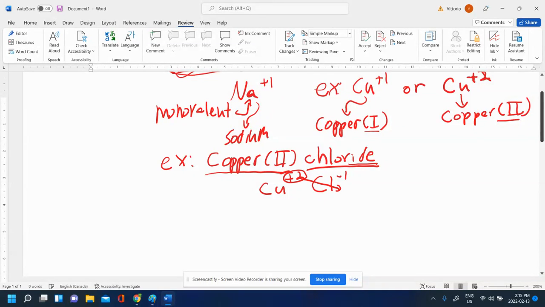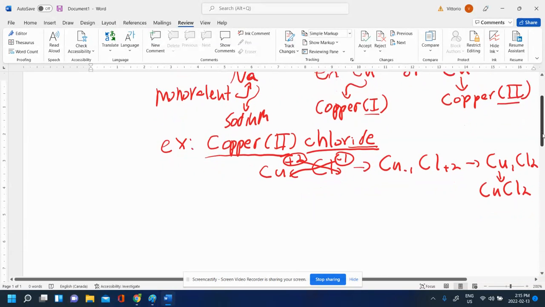And now I can just do my crisscross. And I get Cu -1, Cl +2, and then drop the signs to Cu1, Cl2. Then you can drop the 1 because you don't need it there anymore, CuCl2. And that's copper(II) chloride.